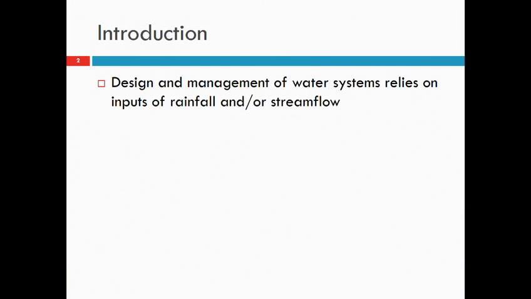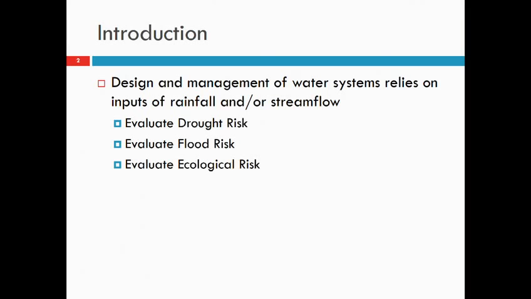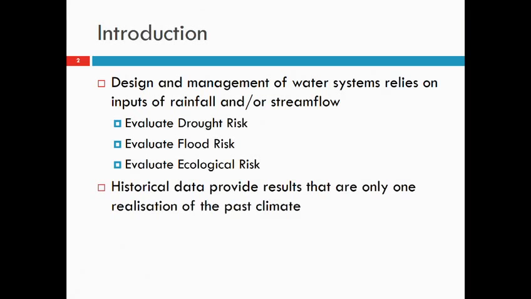So why might we need such data? Typically when we're looking at a water system, we need some hydrological data to work with, whether that be rainfall or stream flow. In my case, it's rainfall, and rainfall is really good where we have a catchment where potentially there's been some land use change or a change in the regulation flow. So we need our hydrological data to evaluate drought risk, flood risk, and ecological risks. And while it's very important to continue collecting historical observed data, there's really a limit to where it can take us because it's only one realisation of our climate. So we don't really get good estimates of risk from using our observed hydrological time series.